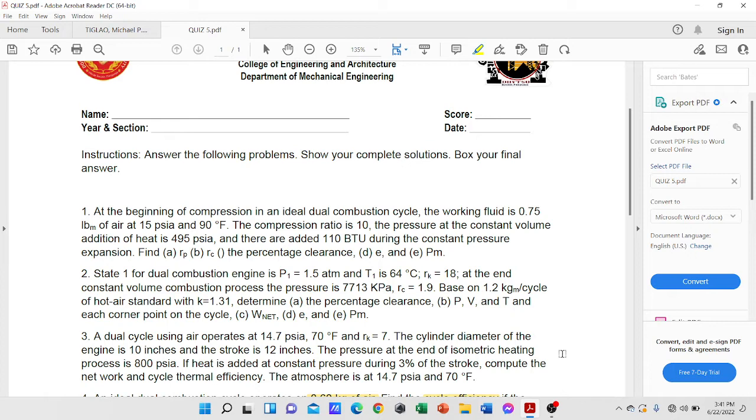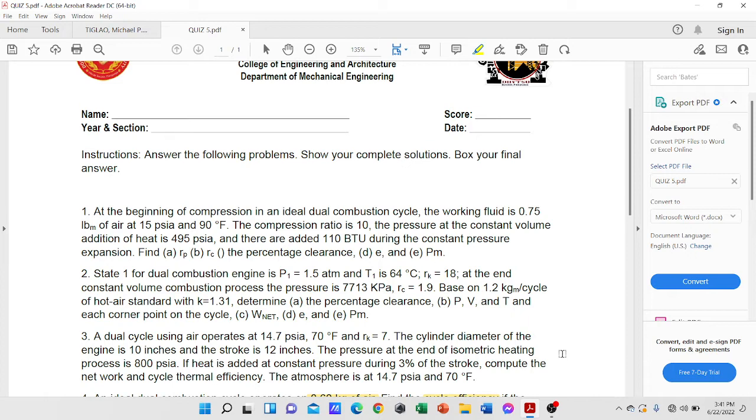At the end of the constant volume combustion process, the pressure is 7,713 kPa. Rc is equal to 1.9 based on 1.2 kilogram mass per cycle of hot air standard with k equal to 1.31. Determine the percentage clearance, the P, V, and T at each corner point on the cycle, the net work, the efficiency, and lastly the mean effective pressure or the PM.